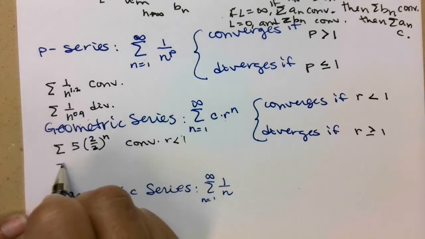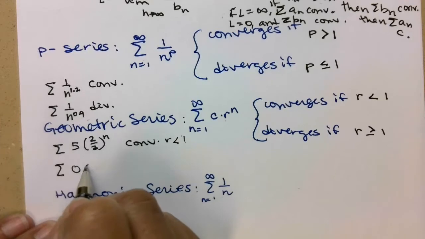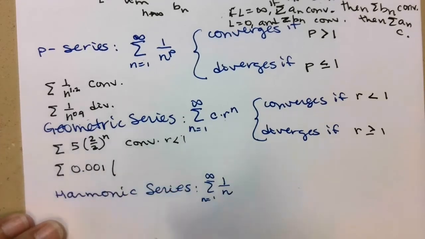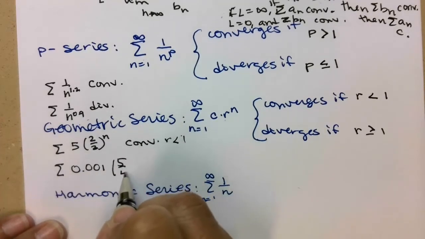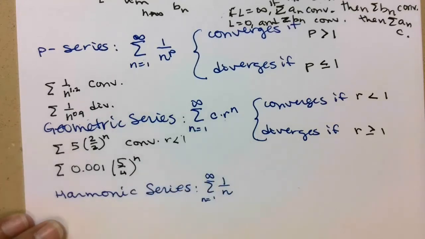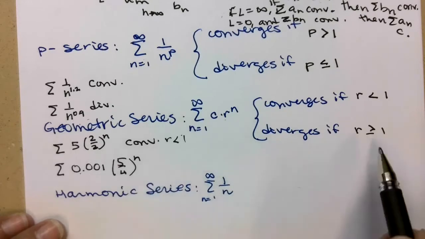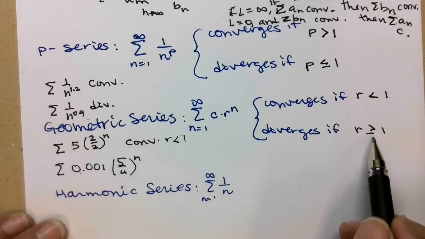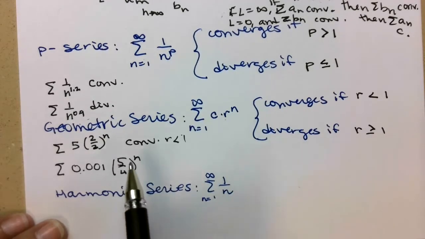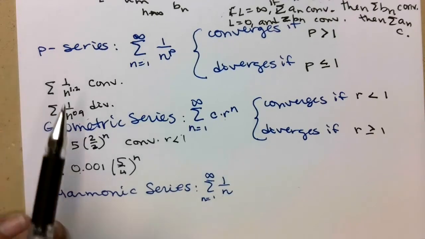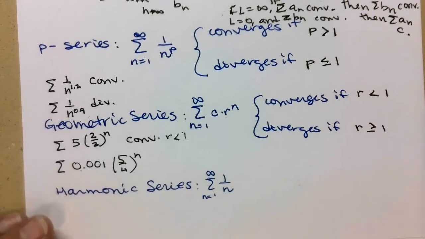Okay. Versus, right, you can have 0.001 times 5/4 to the n. Okay. And this is going to diverge because, well, your ratio is greater than or equal to 1, and also, right, we're going to fail at the divergence test. My nth term is not going to 0.